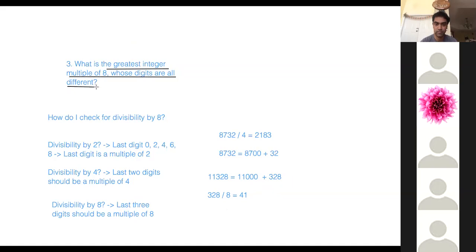Okay, so if I told you the last 3 digits were 960. Now this is a multiple of 8. What would be the greatest integer that has all digits different that ends with 960? So would 4960 work?